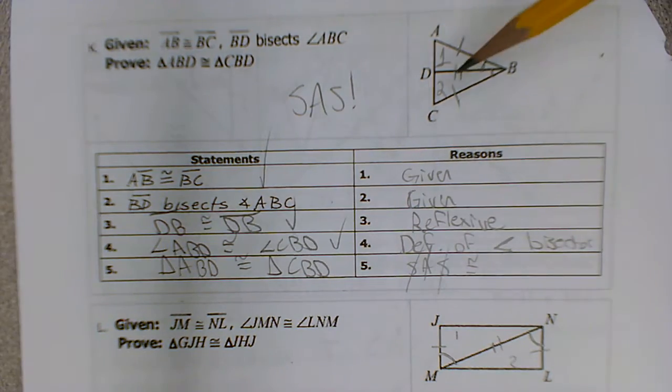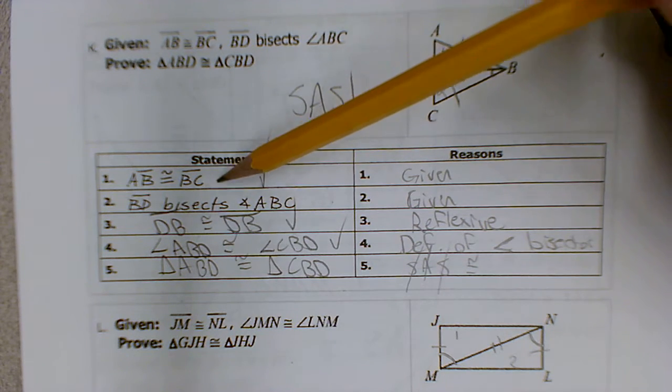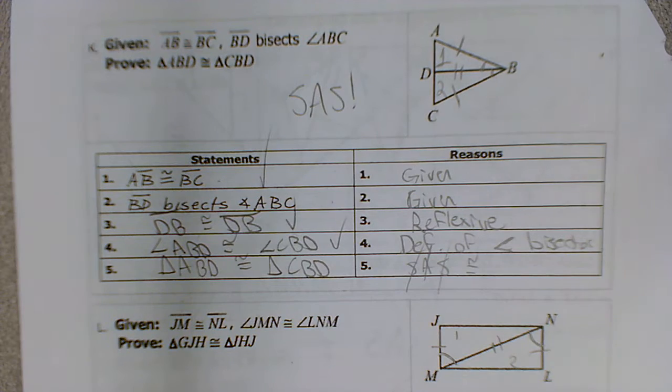So, I used my picture to figure out what rule I'm using. I proved that two sides and one angle were congruent, and I gave reasons. That's all there is to it.